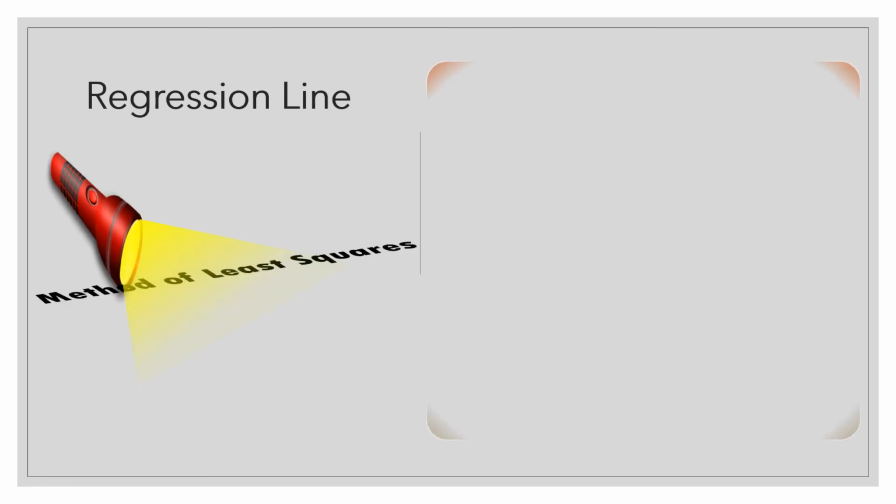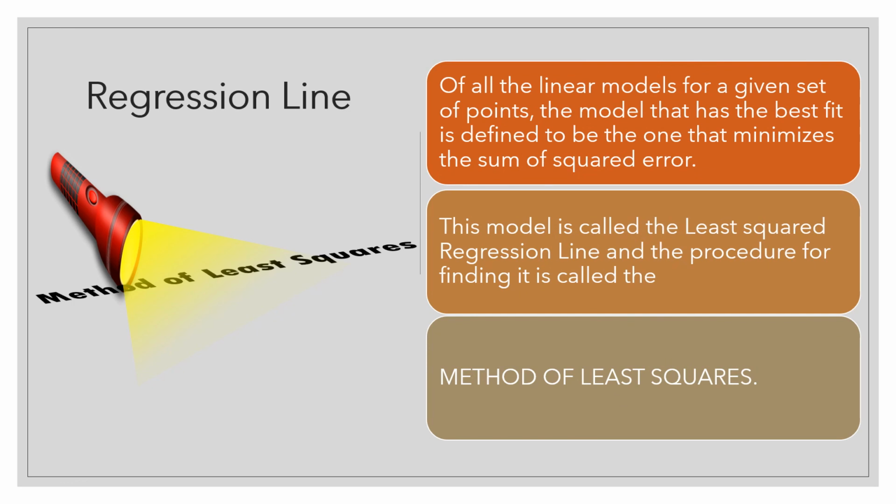So when we are trying to fit a regression line, of all the linear models for a given set of points, the model that has the best fit is defined to be the one that minimizes the sum of the squared errors, as we saw in that previous table. That model is called the least squares regression line. And the procedure for finding this least squares regression line is called the method of least squares.